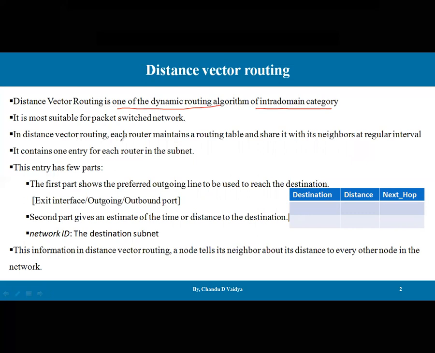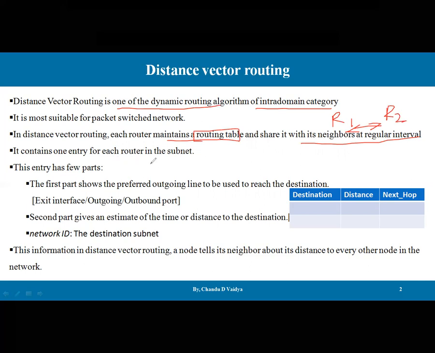In distance vector routing, each router maintains a routing table. As we know, the routing table is a data structure where information is stored, and on the basis of that information some decision is taken, and it is shared with its neighbors at regular intervals. Let's say if I have R1 over here and R2 over here, they mutually share their tables after every regular interval. It contains one entry for each router in the subnet.